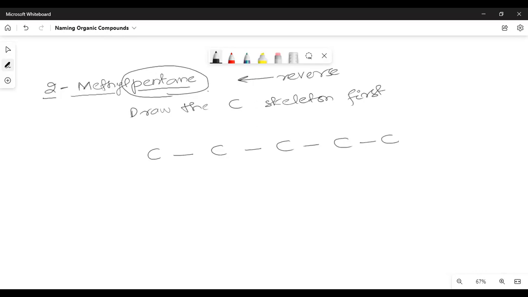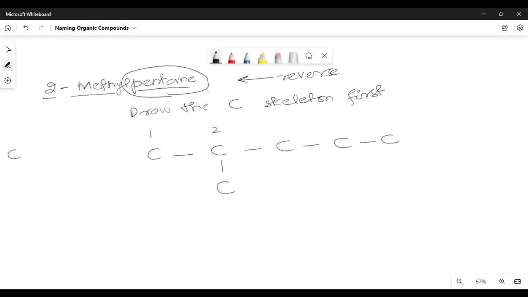Now at position 2, I need a methyl. So let's start numbering them. This is 1, this is 2. So I need to draw a carbon atom. Meth means 1 carbon atom, and yl means it's a branch. Now we are done with this whole thing, 2-methylpentane. All we are left with is to add the hydrogen atoms.